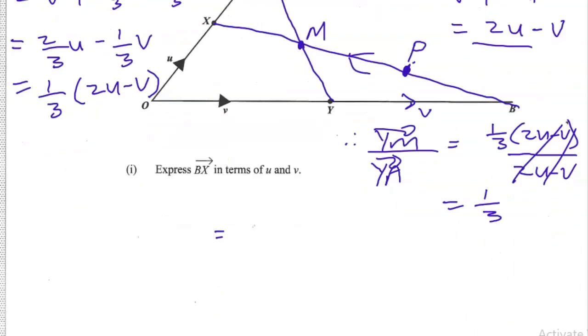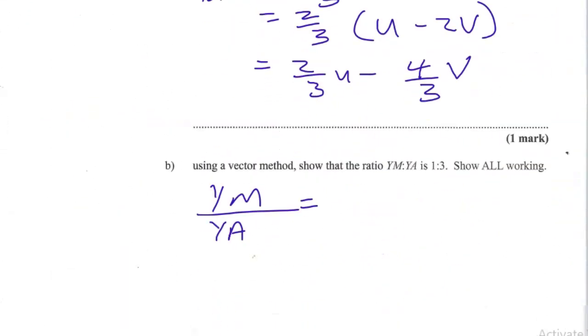Alright, so we have just shown that the ratio YM to YA is really 1/3. That's it.